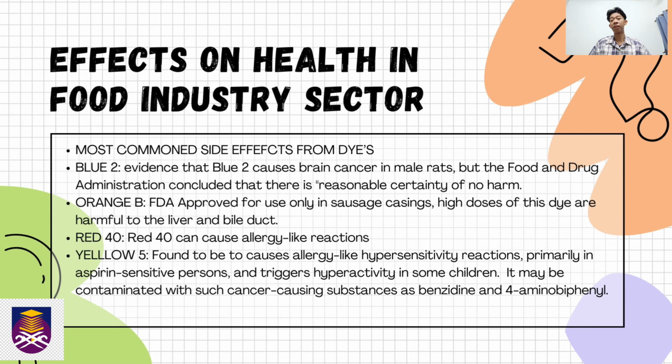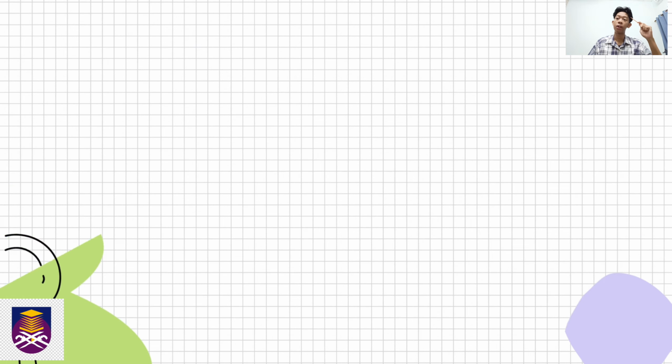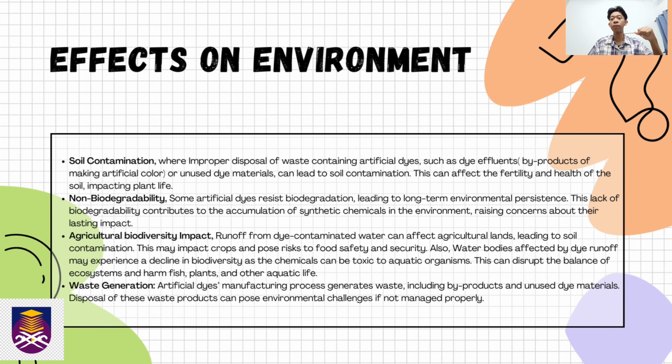And these are the effects on the environment, where we could see soil contamination, where improper disposal of waste containing artificial dyes, such as the byproducts of making artificial color, or unused dye materials, can lead to soil contamination. This can affect the fertility and the health of the soil, impacting the plant's life and our ecosystem.